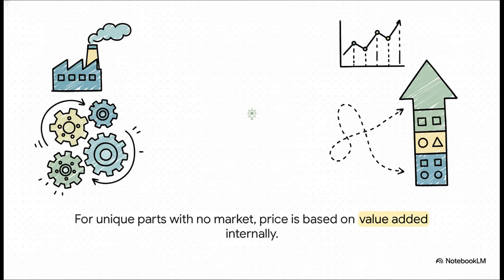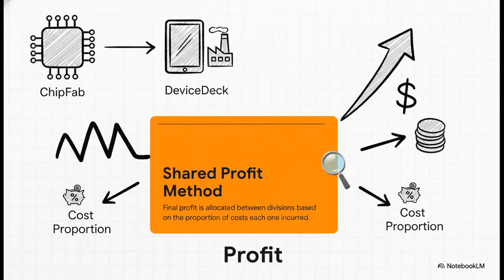So it stands to reason that our pricing method has to reflect that internal value creation, right? And that method is called the shared profit relative to cost method. It sounds complicated, but the logic is actually pretty straightforward. The basic idea is that the amount of cost a division racks up is a stand-in, a proxy, for how much value it added. So what we do is we take the final profit from selling the tablet and we share it, we allocate it between Chip Fab and Device Tech. And how do we decide who gets what? It's based on the proportion of the total cost that each division was responsible for.